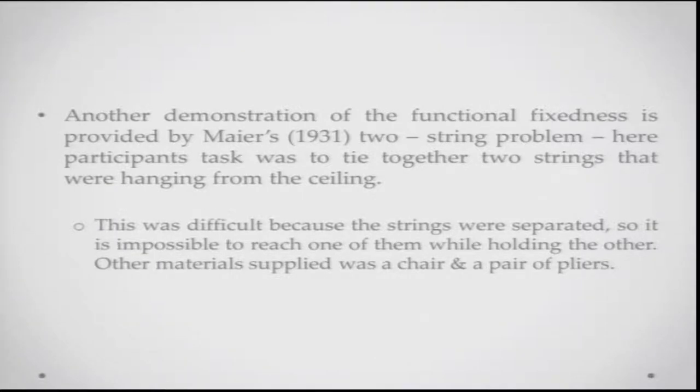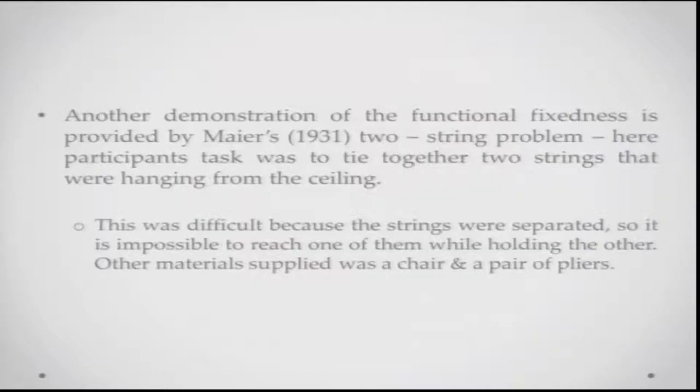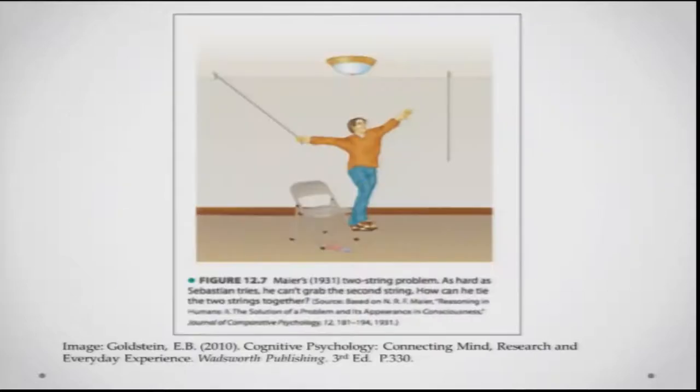There could be another demonstration of the same concept, and this comes from Maier's two-string problem. The problem is this. There are two strings attached to the ceiling, and there is a chair and a pair of pliers, and the person has to tie these two strings together. The strings are arranged such that it's very difficult to hold two of them together. So how would somebody solve it? This is difficult, and it basically requires some sort of innovative thinking to solve. I'm just pausing here for a minute. You can actually reason out how to do it.